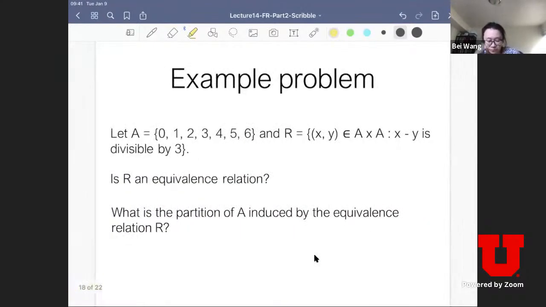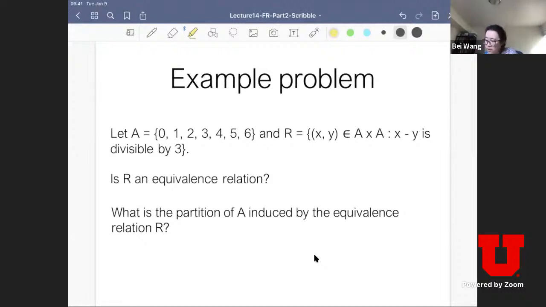Okay. Now the next question is that if I give you a relation, which is defined so that (x, y) is in the relation if their difference is divisible by 3, we're going to ask, is this R an equivalence relation? And correspondingly, what is the partition that is induced by this equivalence relation?